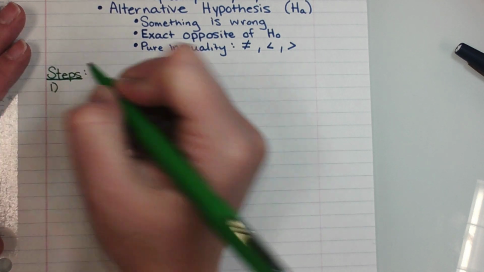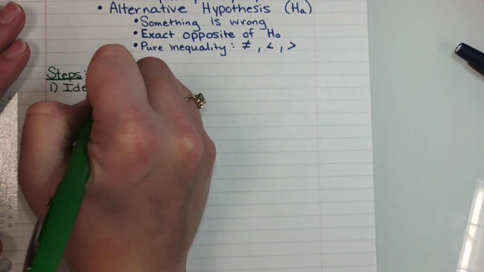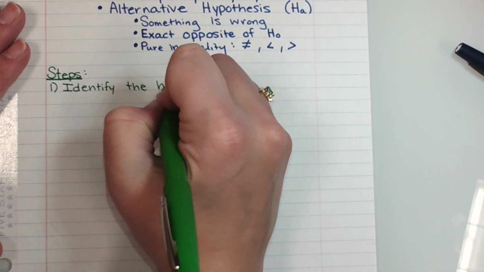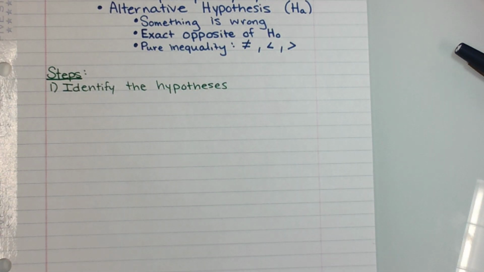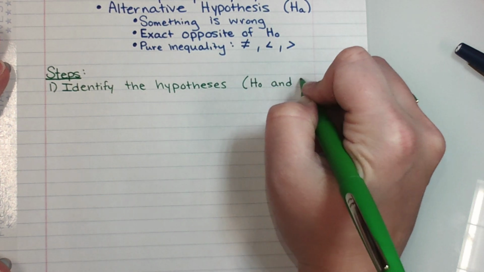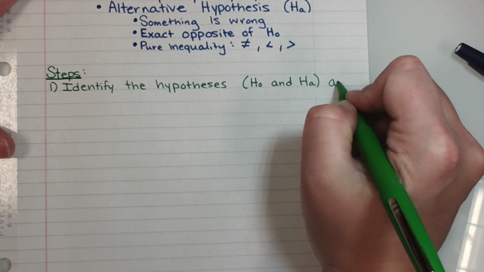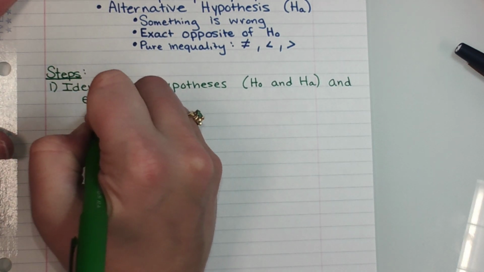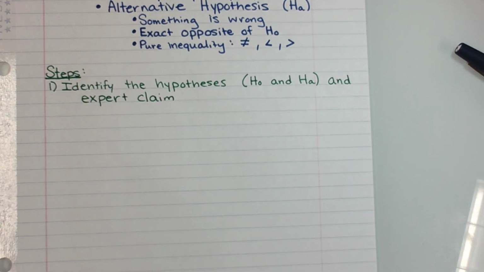First thing you have to do is simply identify the hypotheses. That is both null and alternative. You have to identify them both. And technically, you should also recognize what is the expert claim. Now, I'll be honest with you, I'm not going to worry too much about the expert claim.